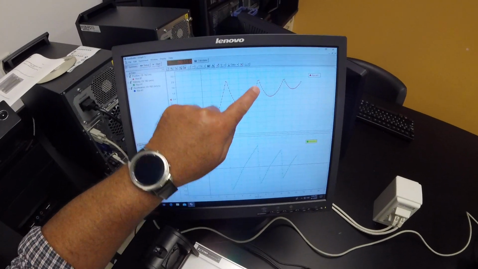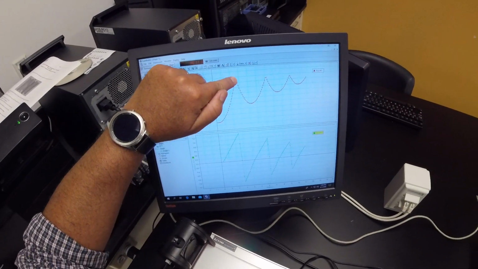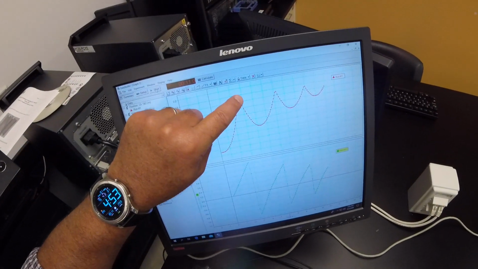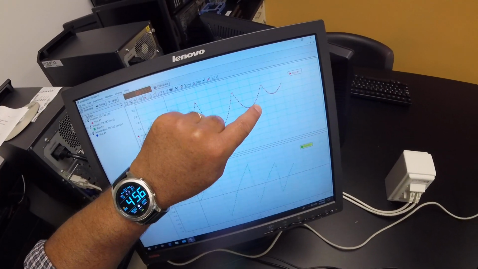So here's our first bounce. Again, here is the cart flying down, which was what we did in the last experiment. Here's the first bounce off of the spring. Here's the second bounce. There's the third bounce.